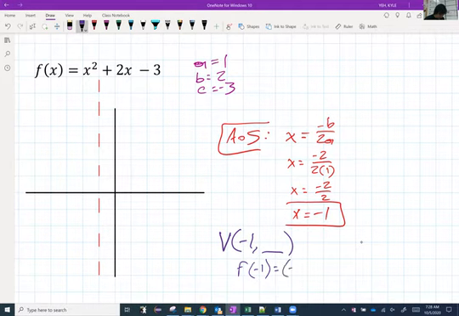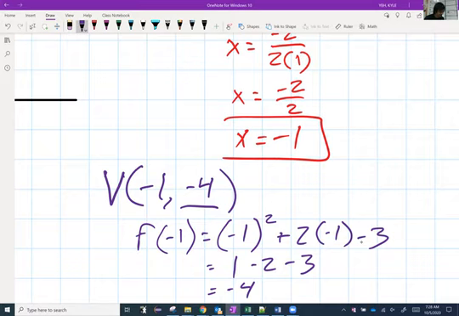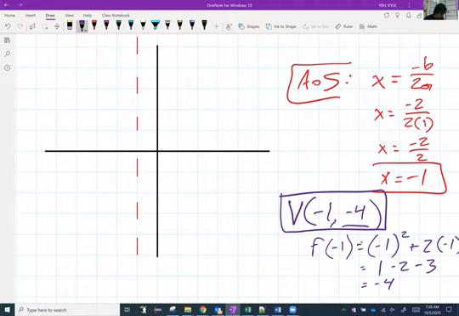So that would be just like we did at the very start of the lesson, negative 1 squared plus 2 times negative 1 minus 3. Negative 1 squared is positive 1, minus 2, minus 3. So 1 minus 5. So f of negative 1 is negative 4. We knew the x coordinate of the vertex, now we can just plug in that y coordinate. The vertex is at negative 1 comma negative 4. Negative 1 comma 1, 2, 3, 4. And I like to always just label that point. Negative 1, negative 4.